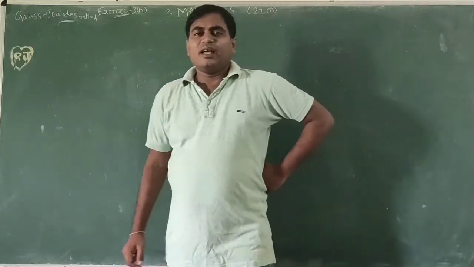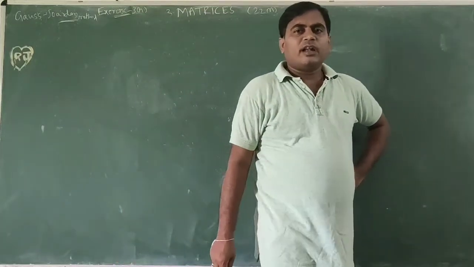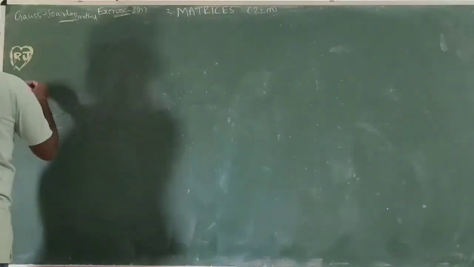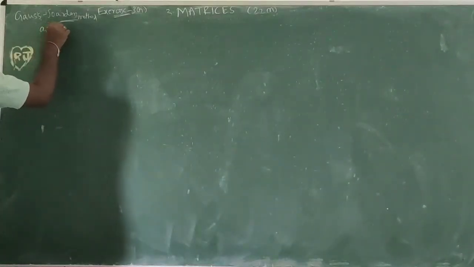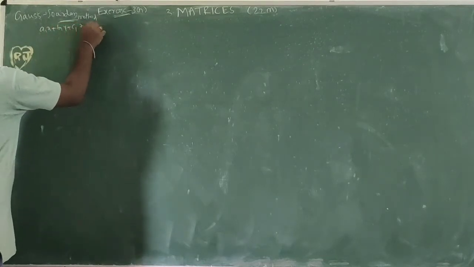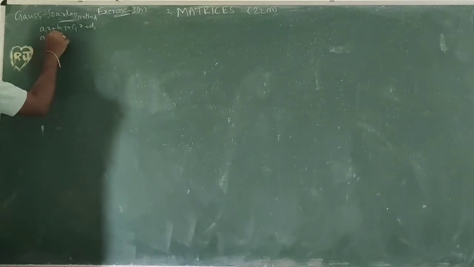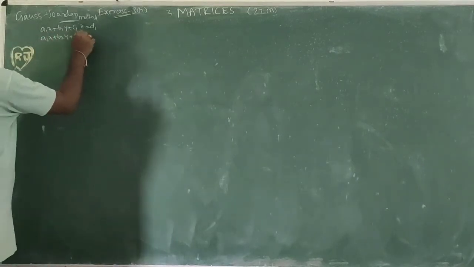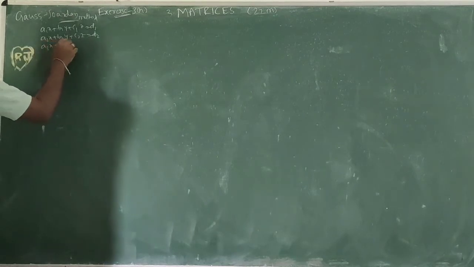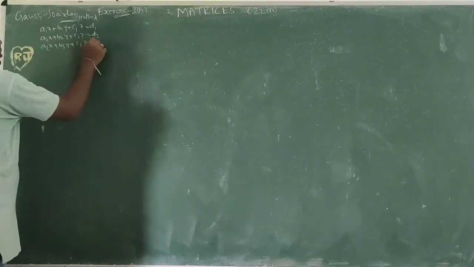So first, consider the system of non-homogeneous linear equations which are in the form of Ax equal to b. a1x plus b1y plus c1z equal to d1. a2x plus b2y plus c2z equal to d2. a3x plus b3y plus c3z equal to d3. These are the system of non-homogeneous linear equations.